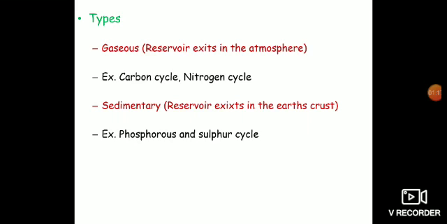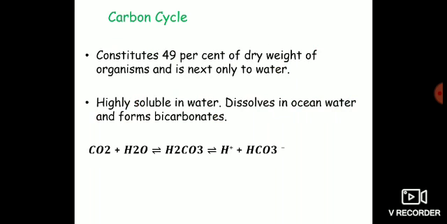Types of nutrient cycling: you have two types of nutrient cycles, gaseous nutrient cycle and sedimentary nutrient cycle. In gaseous nutrient cycle, the main reservoir of the nutrient is present in the atmosphere, or you can say the main reservoir of the nutrient is the atmosphere. Example is carbon cycle, nitrogen cycle. And in sedimentary cycles, the main reservoir of the nutrient is present in the earth's crust. Example is phosphorus cycle and sulfur cycle. Today we will focus on carbon cycle.